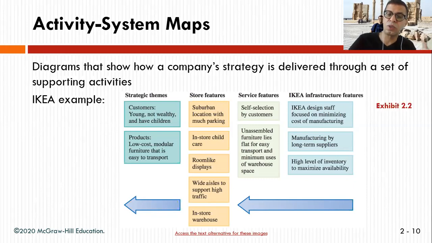Then when it comes to the store feature, they're located in suburbs, and they have a place for child care, and room-like displays so that you can see the display. Then you go through very wide aisles that support high traffic, and the warehouse is in the same store, so you pick up your cartons. And this is how they meet the young, not wealthy, customers with children. So you segment your market, and then you try to meet it and make it a winner for your case.